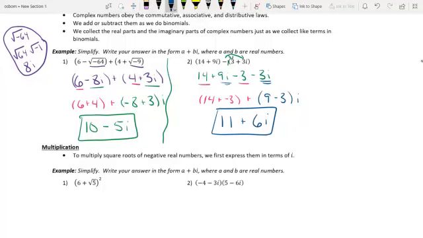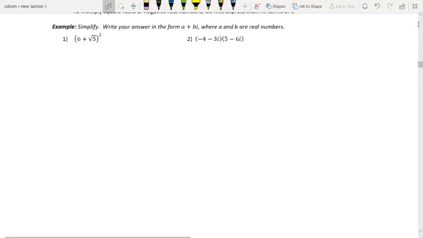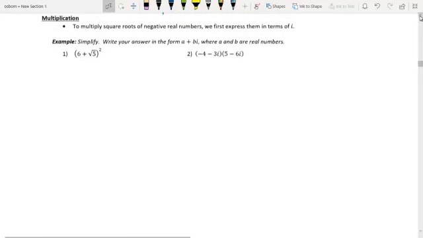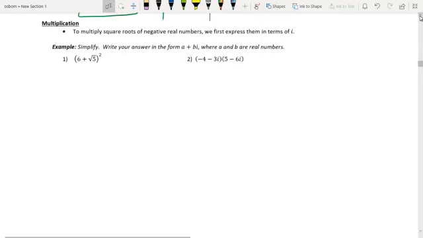Now moving on to multiplication. When we're dealing with multiplication, you want to multiply square roots of negative real numbers. We first express them in terms of i. So very important, you don't want to leave it as the square root of negative 3 or the square root of any type of negative number. You want to always write it in terms of i before.